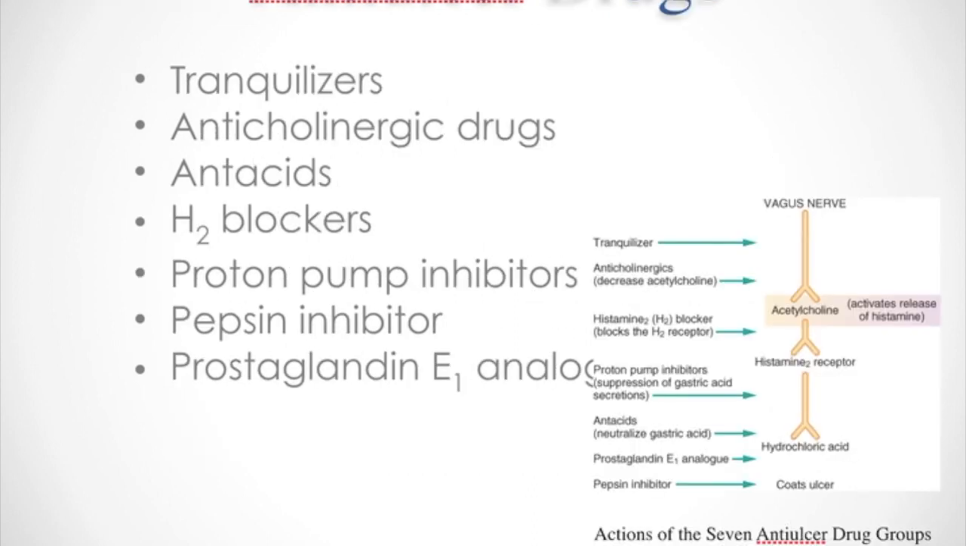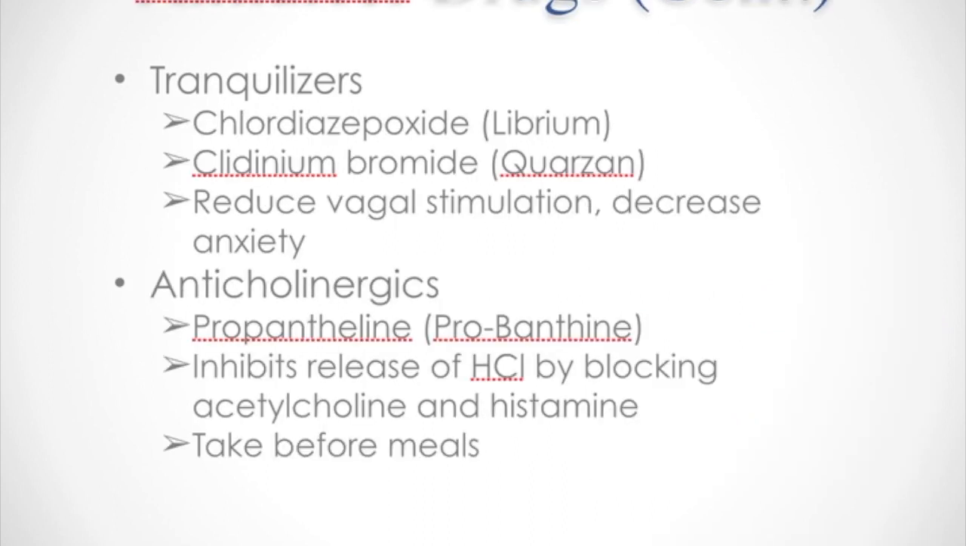On to anti-ulcer drugs. There are 7 different groups, and we're going to talk about each one of these individually. Tranquilizers is our first one. They have minimal effect in preventing and treating ulcers, but they do reduce vagal stimulation and decrease anxiety.